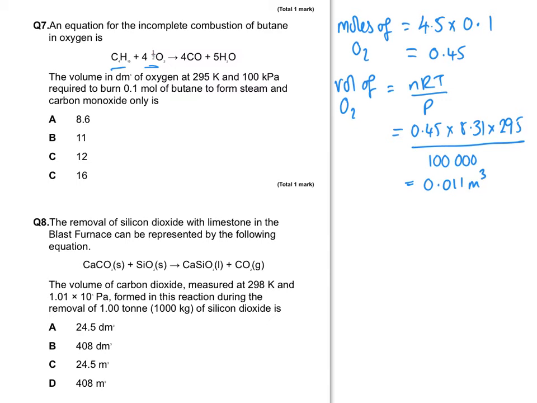Okay, so we get the answer in metres cubed. However, it asks us for the volume in decimetres cubed. So to get into decimetres cubed, we multiply metres cubed by a factor of 1,000, which gives me 11 decimetres cubed, which is B.